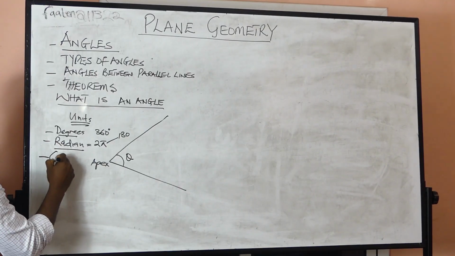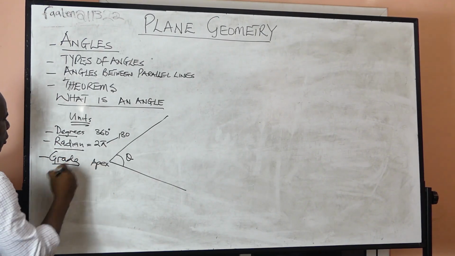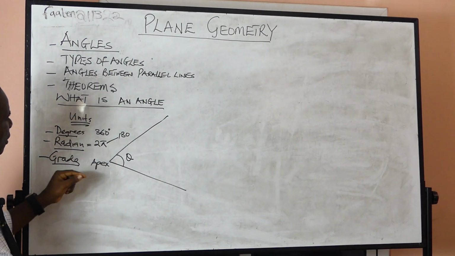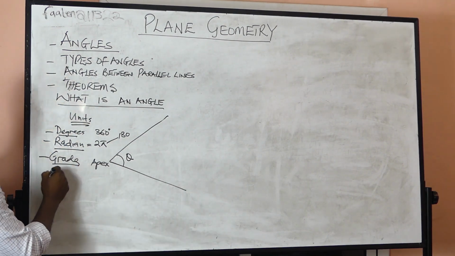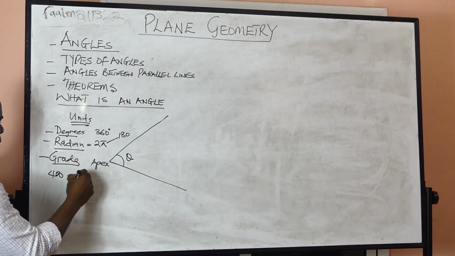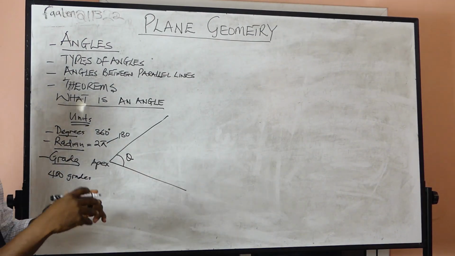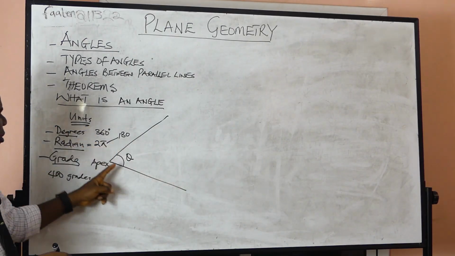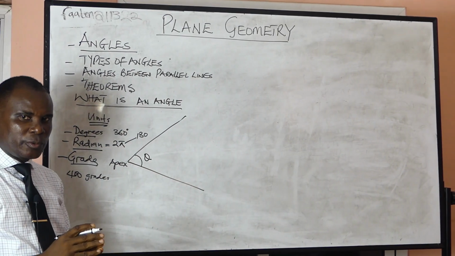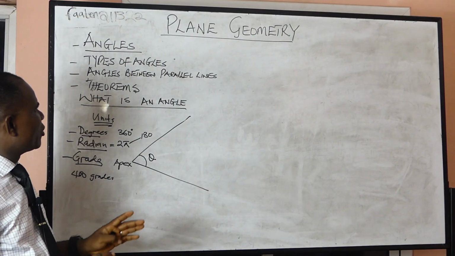And we also have grades. Grades are also a unit of measurement of angles, and there are 400 grades in the circle. All of them are just talking about how lines are rotated in the circle and the total angle they measure. So the space between two lines is actually what we call an angle. It's very interesting stuff.